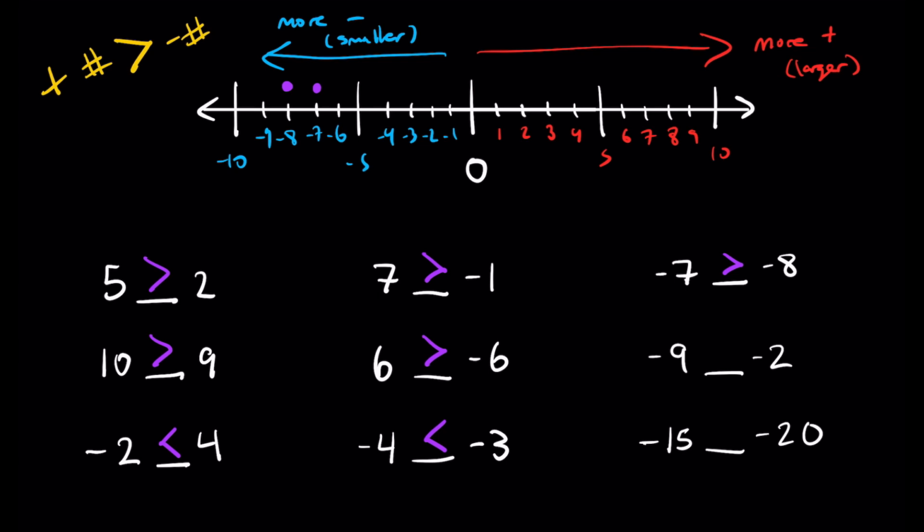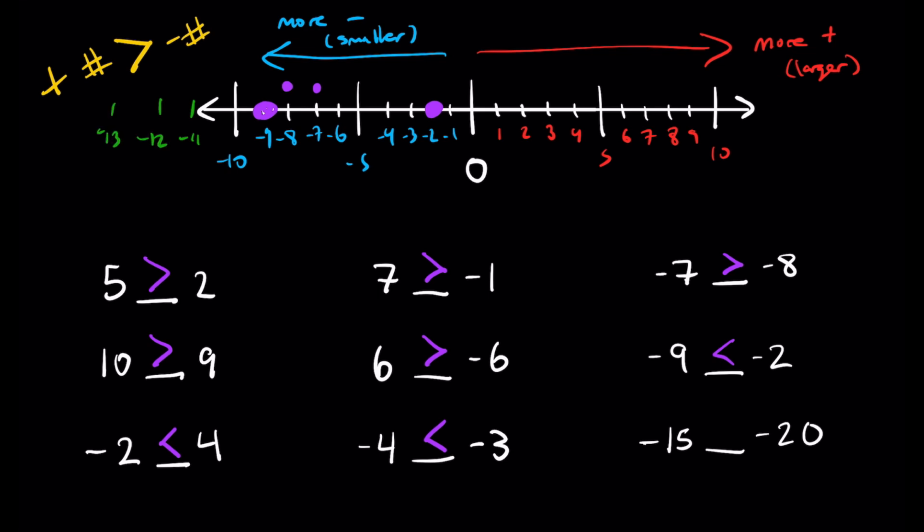Negative 9 and negative 2. Well, negative 2 is here, and negative 9 is over here. Negative 2 is further to the right, or negative 9 is further to the left, so negative 9 is going to be less than negative 2.